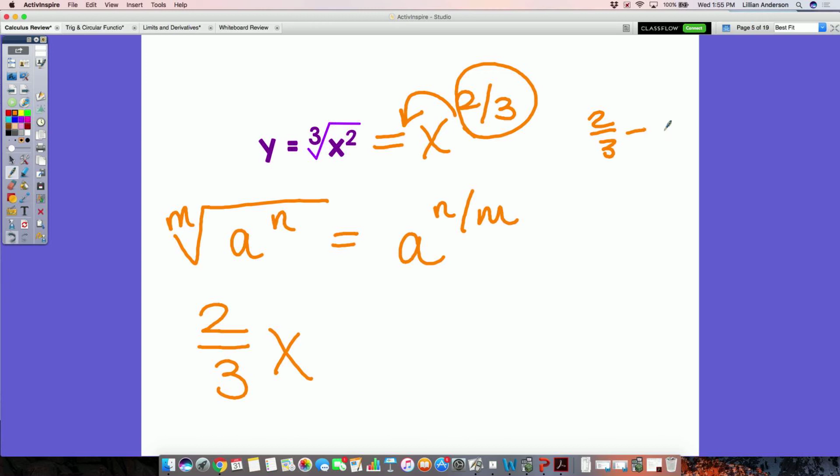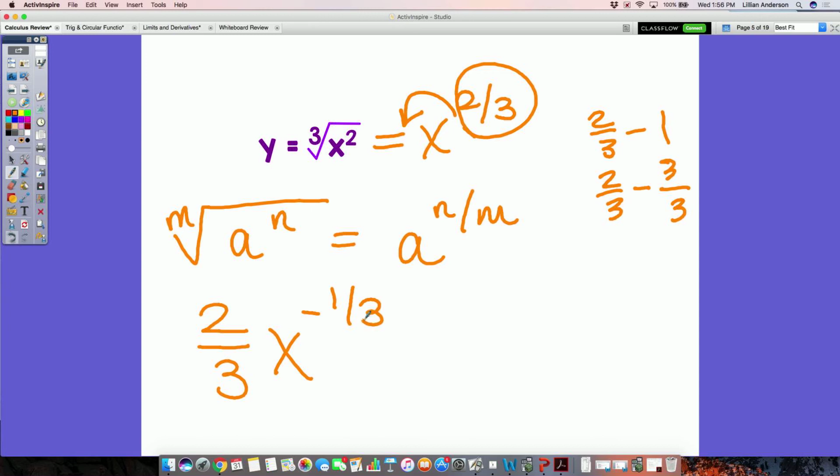Then you subtract 1 from your exponent. 2/3 minus 1. How do you subtract a fraction from a whole number? You turn the whole number into a fraction. 3 over 3. What's 2 minus 3? Negative 1. So this turns to a negative 1/3.